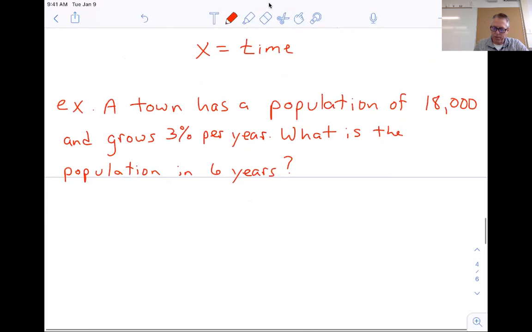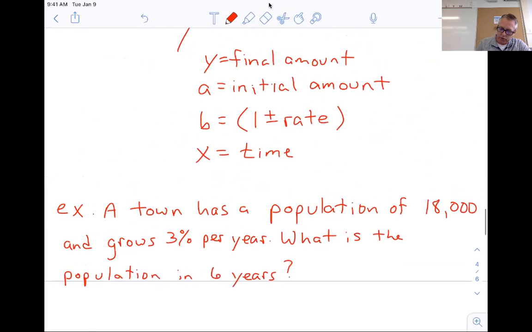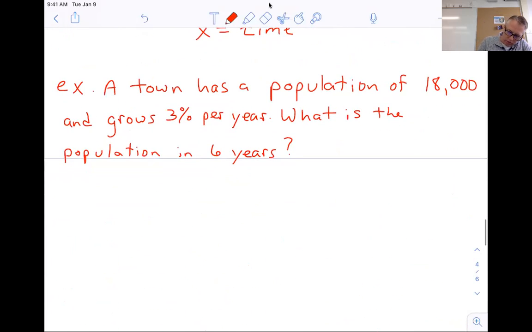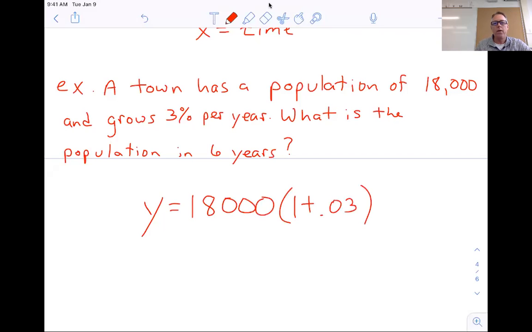All right, so a town has a population of 18,000 and grows at 3% per year. What is the population in 6 years? So we're using our formula from up here. We want to know our final amount of people with an initial population of 18,000. That's our A. Our B is it's growing at 3%, so that is 1 plus, as a decimal, 0.03. I'm just going to say 1 plus 0.03 is 1.03.